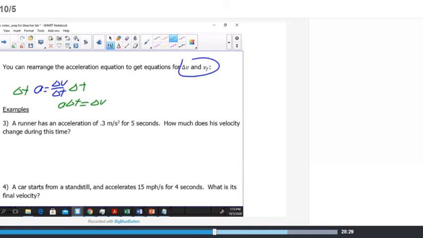We can take it one step further. What's delta V? VF minus VI. So I can take this whole thing and rewrite it a little bit differently. Let's solve it for VF. How do we solve it for VF? Add a VI to both sides.